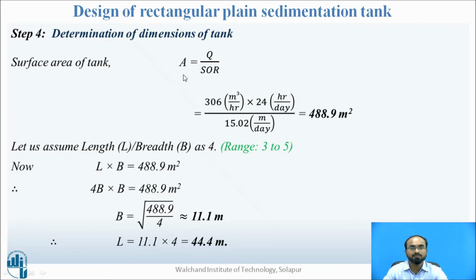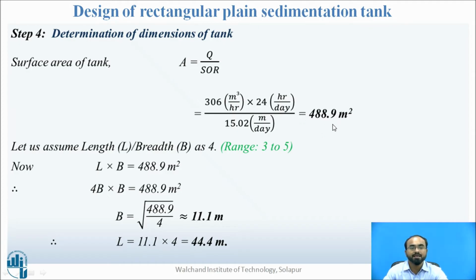We know the SOR, so SOR is Q by A. Just by rearranging, we can get the surface area of tank, that is A is equal to Q by SOR. We know the value of Q, that is 306 meter cube per hour, which we found in step 1. Multiply by 24, because we have to convert meter cube per hour to day. So you will be getting the values in meter cube per day, divided by SOR, which we found in the earlier step, that is 15.02 meter per day. So, you will be getting the value to be 488.9 meter square.